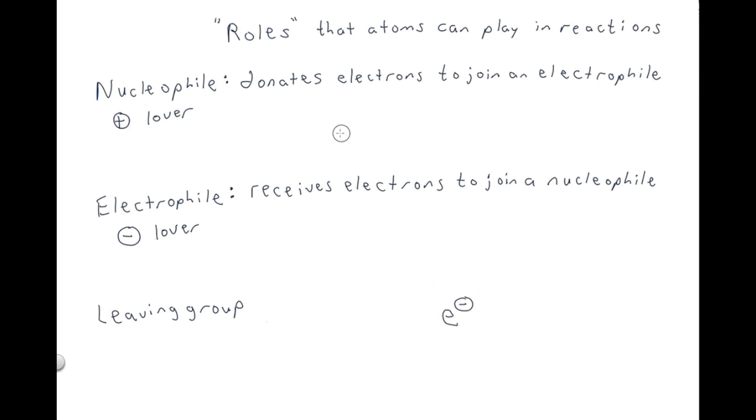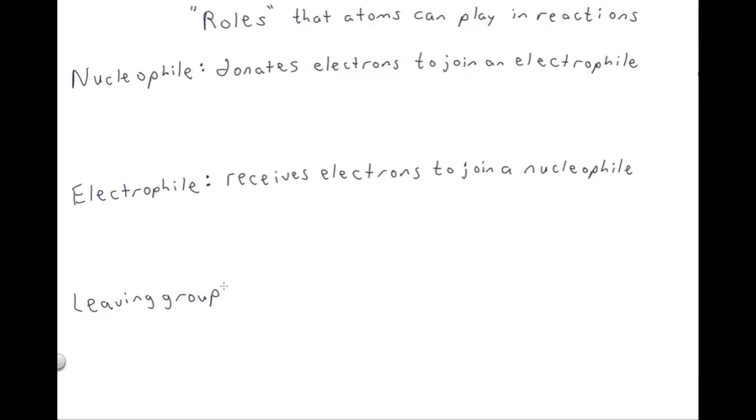Maybe an easier way to approach it, though: I think it's pretty easy to remember the definition of an electrophile. Since electrophile means electron lover, it's easy to remember that electrophiles want to receive electrons, and then you can just remember that a nucleophile is the opposite. So if you have trouble remembering what a nucleophile is, remind yourself that an electrophile is an electron lover that wants to receive electrons, and that a nucleophile must be the opposite, which means that a nucleophile wants to donate electrons. And now, how would you define the term leaving group?